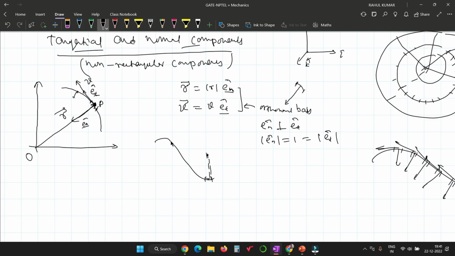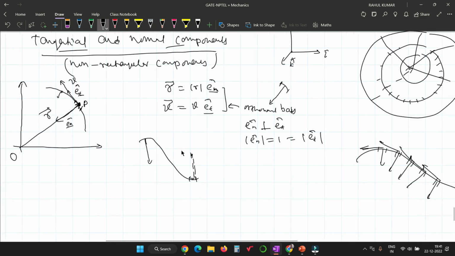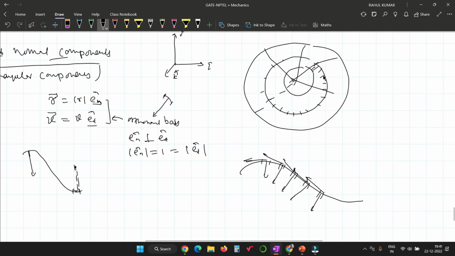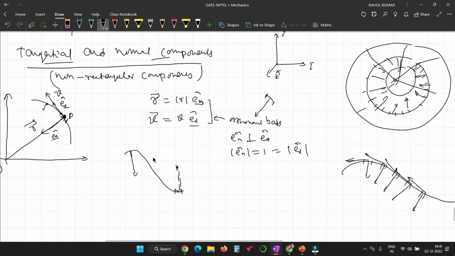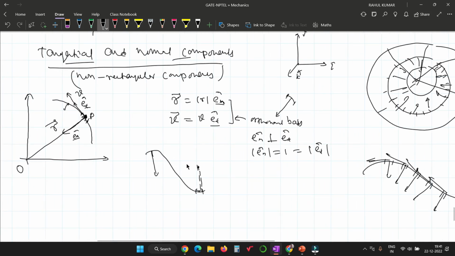So at each interval of time, the En will intersect at a different point. But in polar coordinate, En is always intersecting at a common point, but in curvilinear motion, the En vector doesn't always intersect at the same point. Maybe the curve is like this. So for this arch, En is like this. So where is it intersecting? It is not intersecting. R is to be taken from a different reference point for each position.